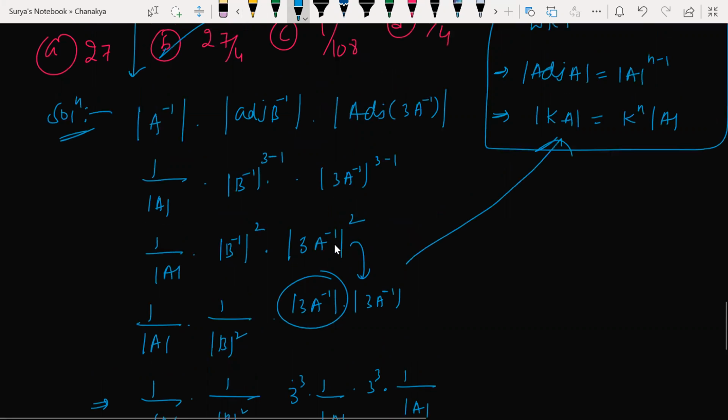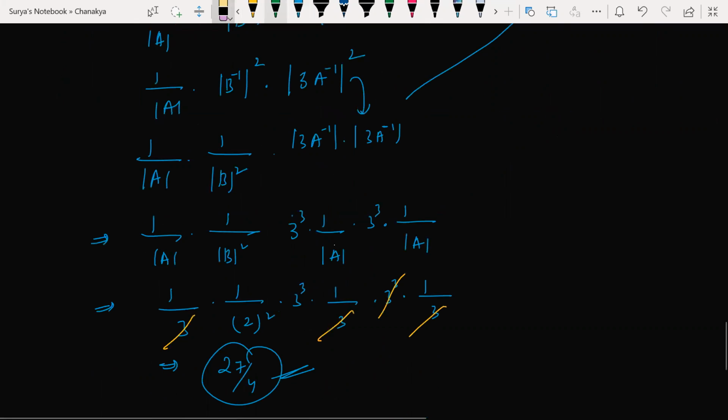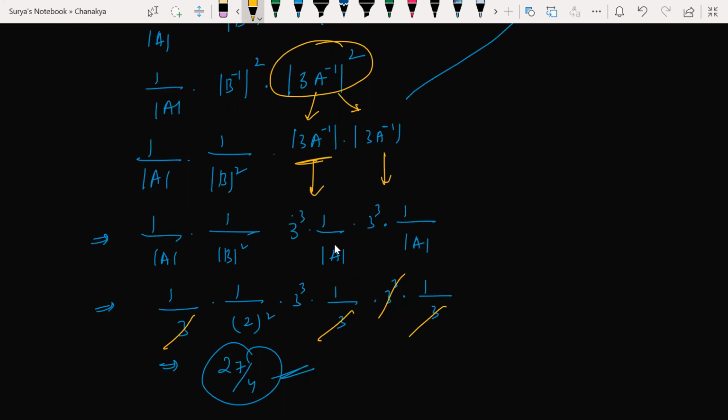Any doubts, people? Guys, any doubts here? Children, any doubts? I just wrote this like this into this. Correct? Any doubt, guys? Now I just applied the formula here like this: K to the power of n into determinant of A.